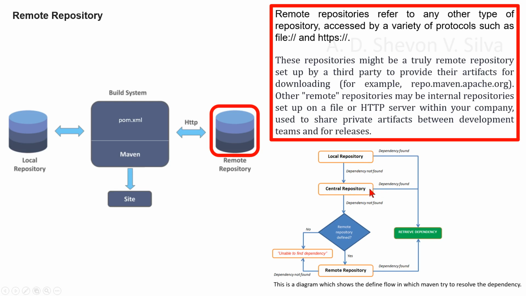And if the dependency is found in the central repository, it is retrieved. If the dependency is not found, the central repository checks whether a remote repository is defined. If it is defined, then it connects to the remote repository. If it is not, it reports that it is unable to find the dependency.